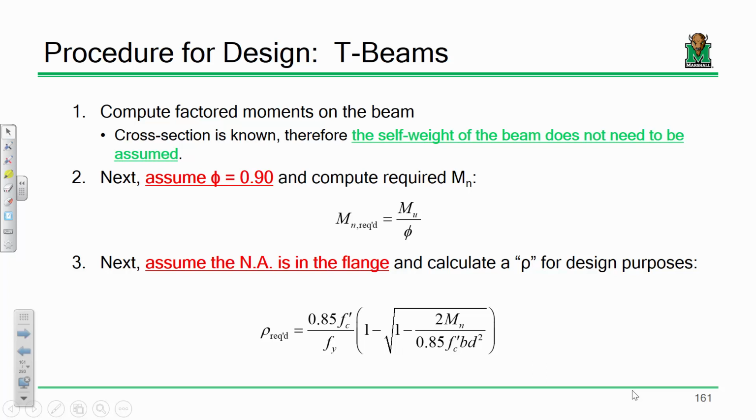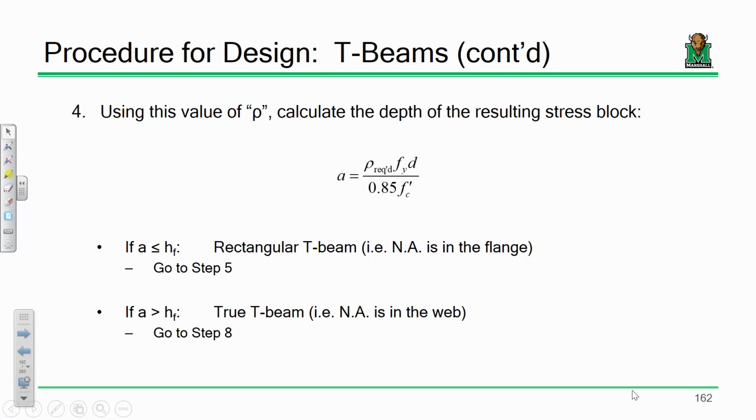Now this step 3, I really want to make sure everybody's paying attention to. We assume that the neutral axis is in the flange. We compute a rho required, and then we plug it into step 4 to determine a. If a is less than the flange height, that means the assumption that it's a rectangular T-beam is true, and we go on to step 5. If not, if we're wrong, we skip ahead and go on to step 8.